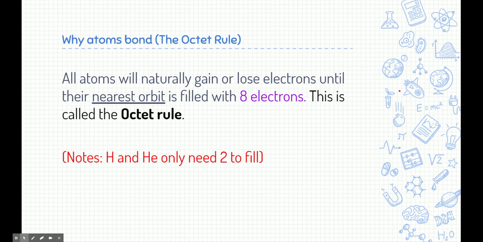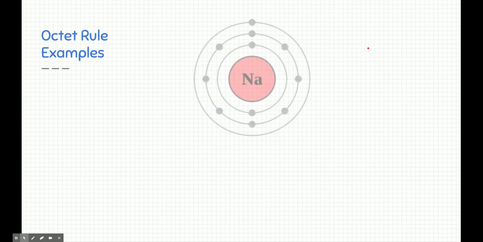So there is a side note. There's obviously exceptions to everything. Hydrogen and helium only need 2 to fill. If you think about drawing Bohr models, you might realize why and understand that. But here's an example of the octet rule in play.